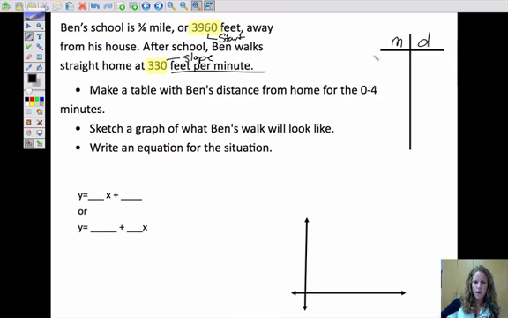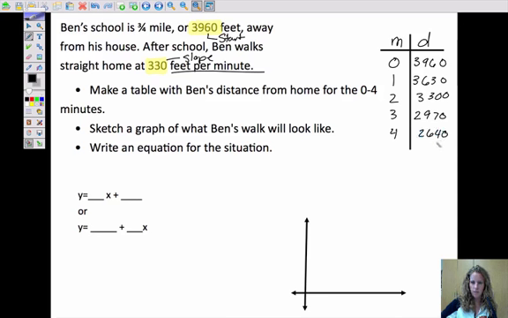Alright, so at minute 0 we are going to be at 3,960 feet. Then we're going to take away 330 feet per minute because of Ben walking away from school towards his house. So after 1 minute he gets 330 feet closer, so that would be 3,630 feet. 2 minutes he'd be at 3,300 feet. 3 minutes he'd be at 2,970 feet.